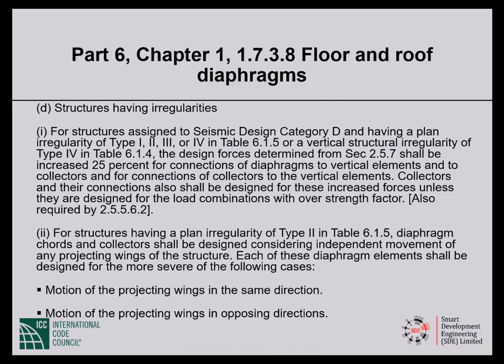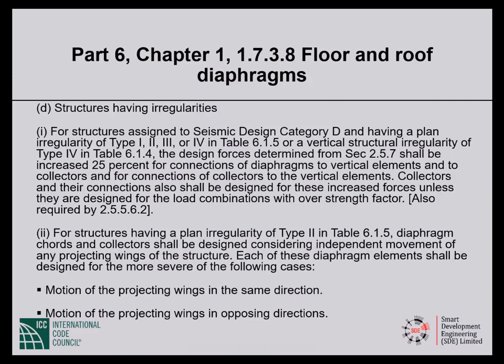Collectors and their connections also shall be designed for these increased forces, 25% increase, collectors and their connections, unless they are designed for load combinations with overstrength. Okay, this is exactly how ASC 705 does it also. Okay, high seismic design category, we will have to design for load combinations with overstrength, otherwise 25% increase.